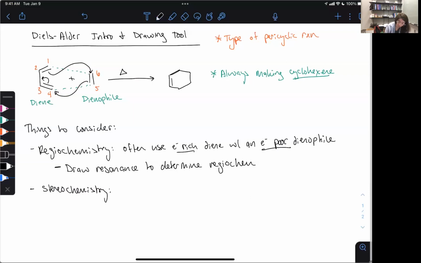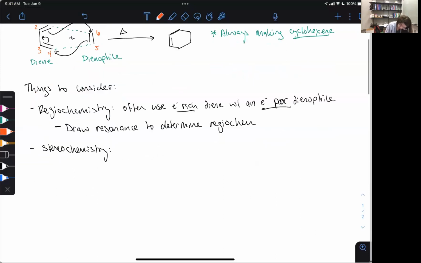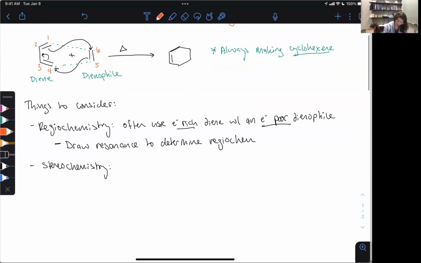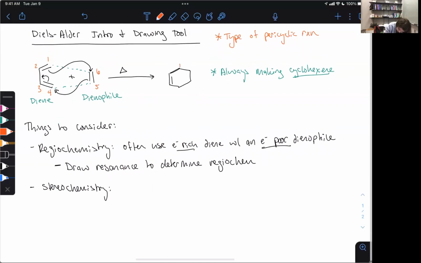If we look at what we've done here, let me number these. If we look at 1, 4, 5, and 6, they all started out as sp2 hybridized. If they're starting out sp2 and then moving to sp3, that means we have the potential to create 4 new stereocenters in one reaction. So we've got to figure out what's going on there in terms of relative stereochemistry.